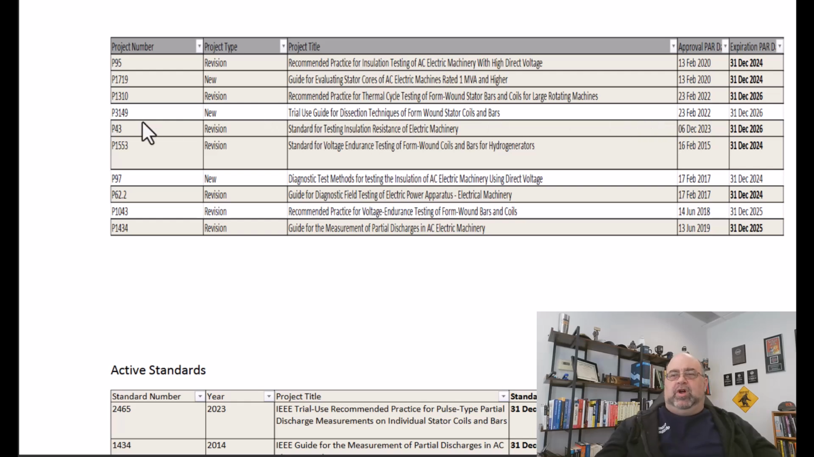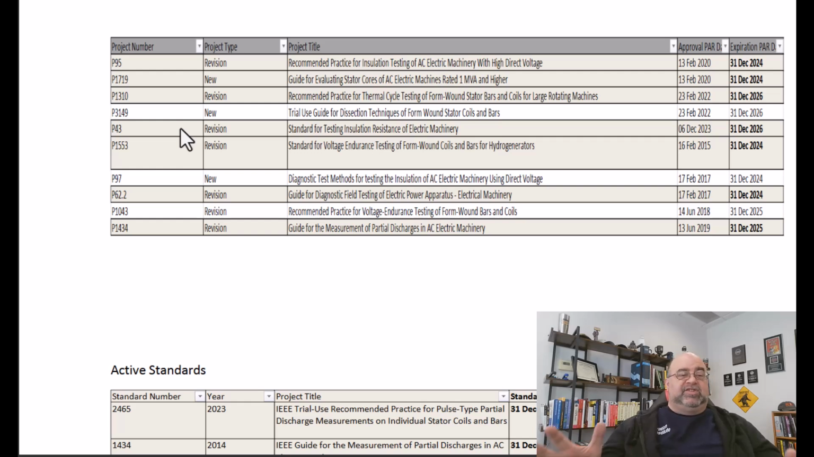Now, next one is one of probably industry's most important standards. That is IEEE Standard 43. The P means that it's in process, or that stands for PAR. That means that we're working on that standard right now. So this just means that this is a draft standard that's being worked on.